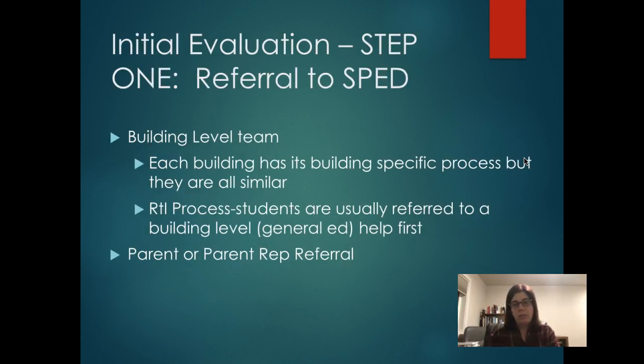So now we're going to get into the steps of evaluation. So the initial evaluation, step 1, is referral to special ed services. At the building level, each building has its building-specific process, but they're all very similar. Like I mentioned, there's that RTI process where students are referred to the building level with general ed help, typically first. And a parent or parent representative often is referring, or the educator or teacher can also refer.